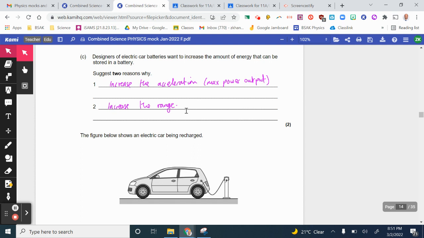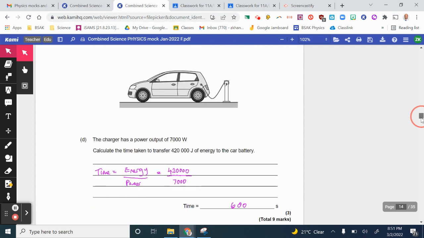So they want to increase the amount of energy and increase the range. Also, you can think of less cost due to a further range, because it can travel further, so it's more cost effective. That's the word I was looking for.